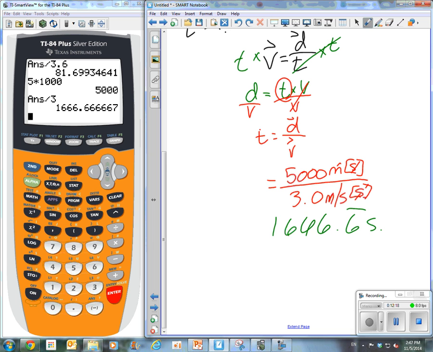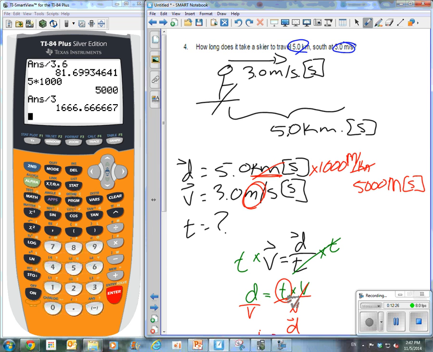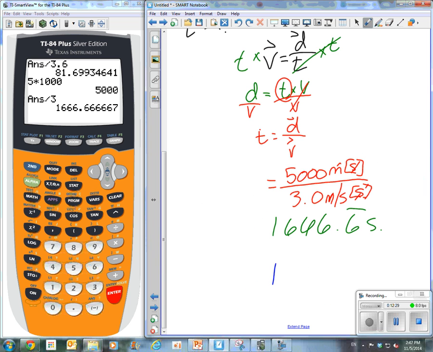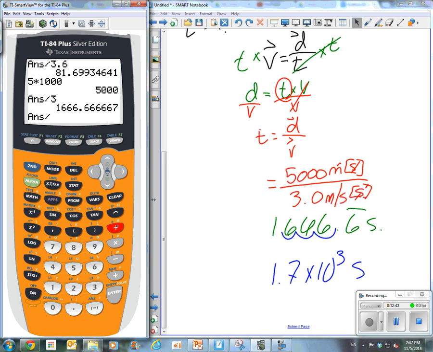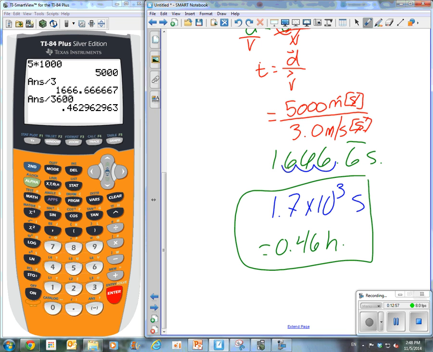1,666.6 repeating seconds. Two significant digits is what I need to round to, because I'm given two significant figures in the question. So this is going to turn into 1.7 times 10 to the 3 seconds. If I wanted to have that value in hours, I would divide this by 3,600, okay, and I would get 0.46 hours. Either one of those would have been acceptable.